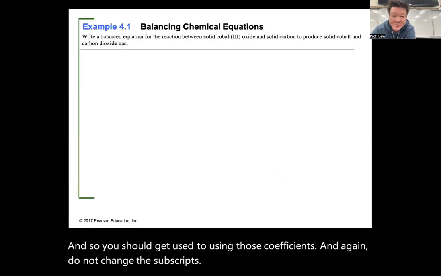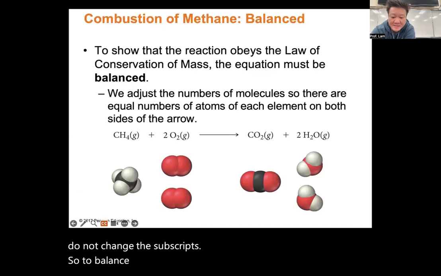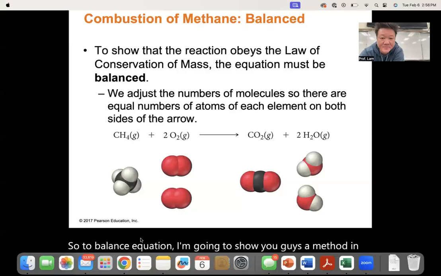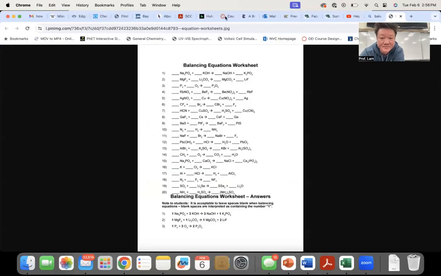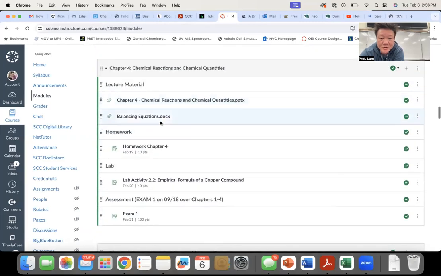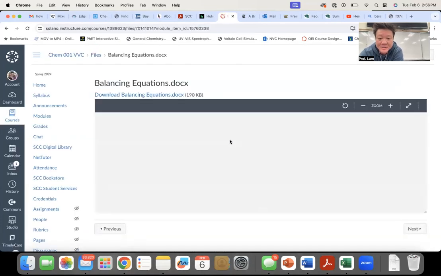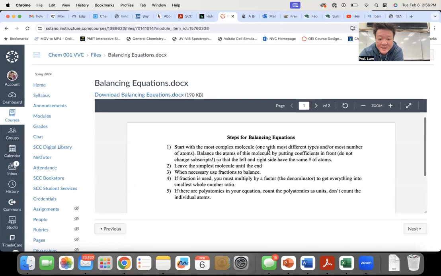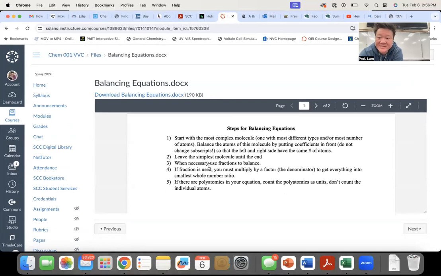To balance an equation, I'm going to show you a method to do this. It's on Canvas. Let me show you where to find it. You go to Canvas and scroll to chapter 4. You see that under the lecture material, there's a balancing equations Word document. You can just download that. It's 5 steps. Go ahead and download it and have it on a separate screen as we do these examples, so we can follow these steps.